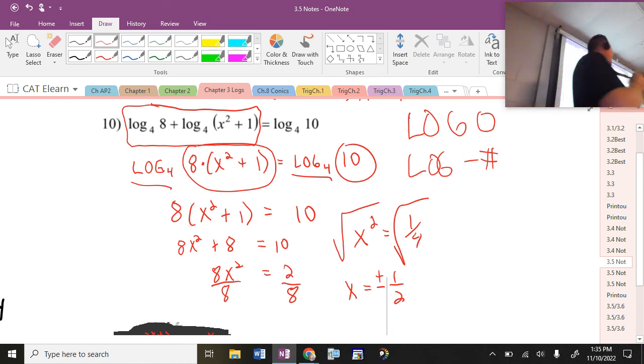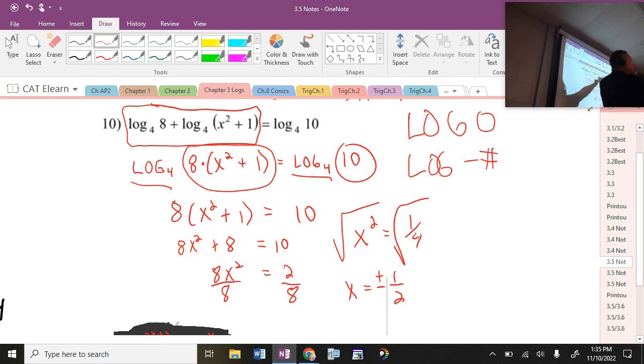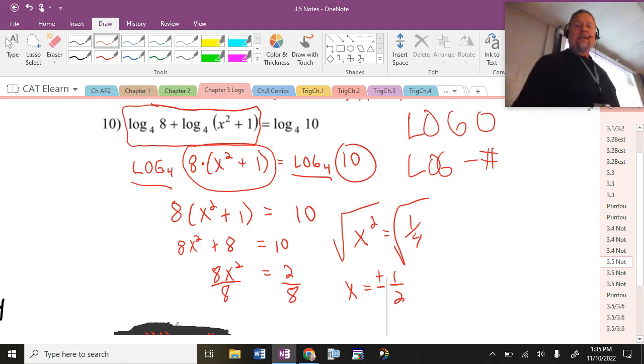So what's negative half squared? Is that positive? Yes or no? Plus 1, is that positive? Yes or no? Both of these answers work.